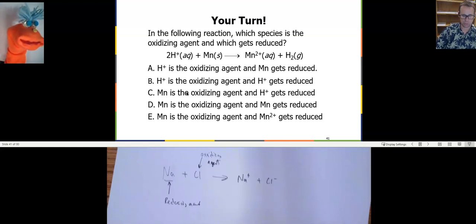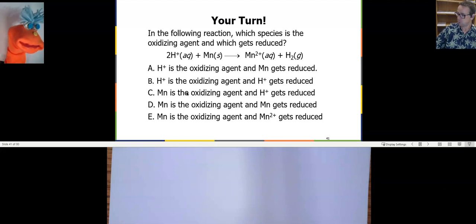Okay. Oh, are these the same chemical? What do you mean? If it's the oxidizing agent and it gets reduced, that's the same compound, right? Yeah, it's a good point. So that means it's only B or E. B or E, yeah. Okay. But it looks like hydrogen is the one that is being reduced. It's gaining electrons, right? So it must have been the oxidizing agent. Okay, very good. B is our answer there.